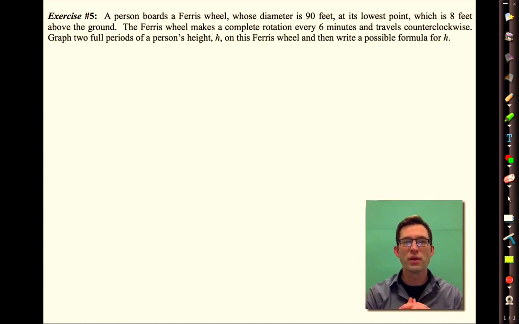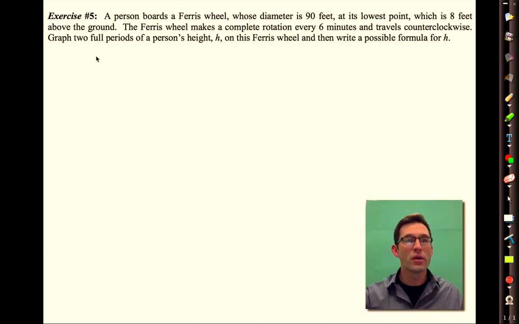A person boards a Ferris wheel whose diameter is 90 feet at its lowest point, which is 8 feet above the ground. The Ferris wheel makes a complete rotation every 6 minutes and travels counterclockwise. Graph 2 full periods of a person's height on this Ferris wheel, and then write a possible formula for h.